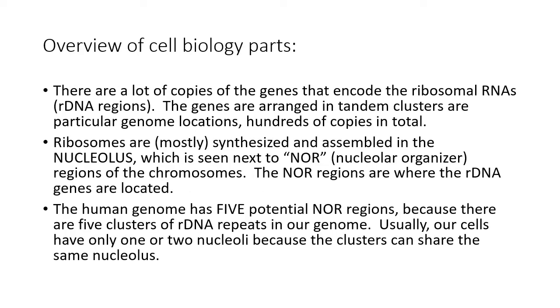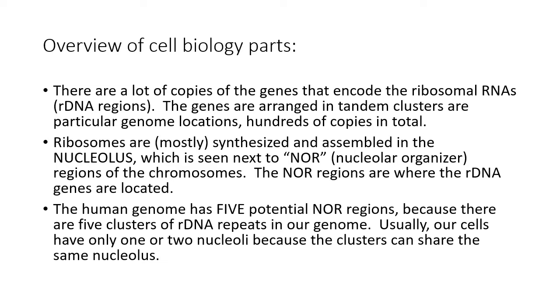Okay, so the cell biology is kind of an integral part of this whole process because the ribosomes themselves are assembled in a subnuclear structure called the nucleolus. And the organization of this is very important to its function. Okay, first of all, there are a lot of copies of the genes that encode the ribosomal RNAs, hundreds of them, and they occur in tandem clusters in our genome. In us, in people, there are 5 actual ribosomal DNA clusters, which together will produce our ribosomal RNAs.